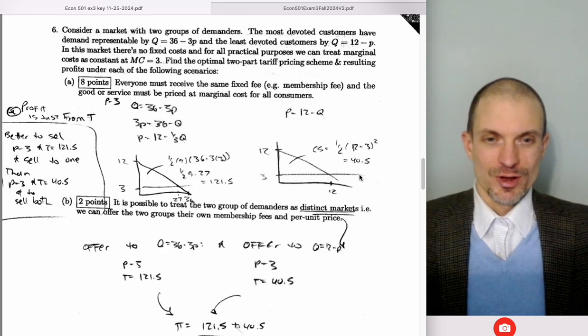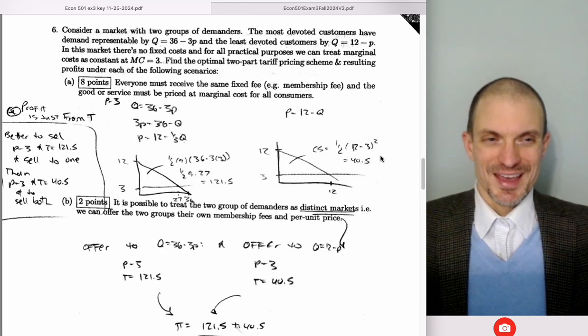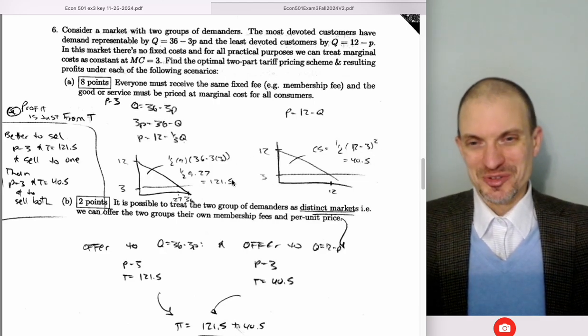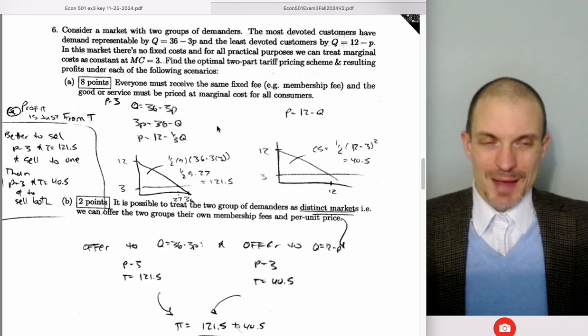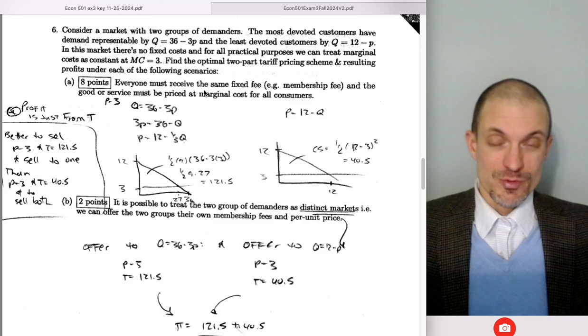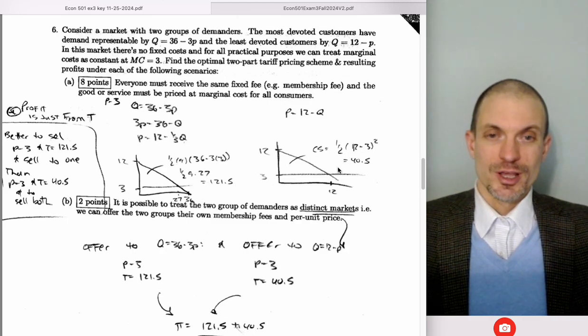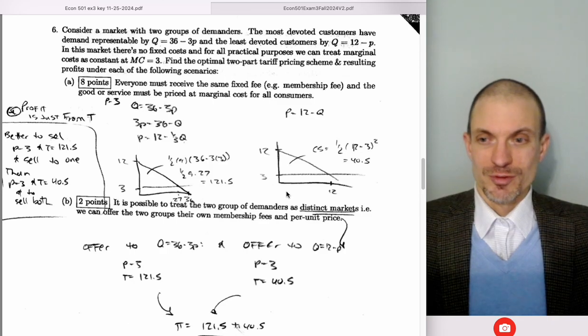9 times 9 is 81, divided by 2 gives me my 40.5. But if I multiply that by 2, that's 81, which is smaller than 121.5. So the optimal price, well, we got that for free. That was marginal cost of 3. And then the optimal fixed fee is going to be 121.5, and we're going to ignore our less devoted demanders.